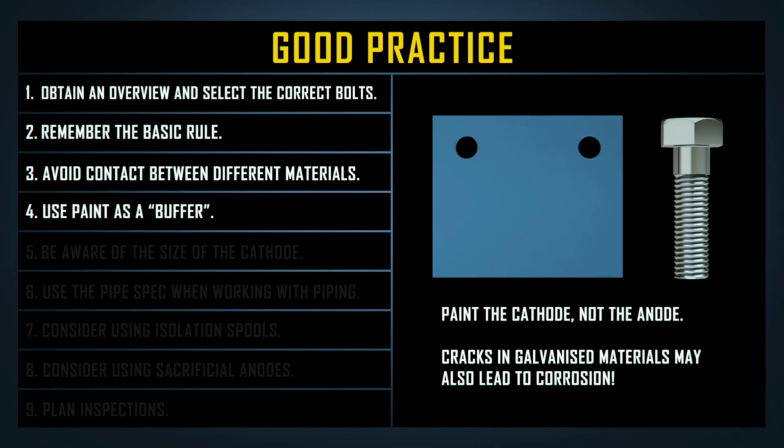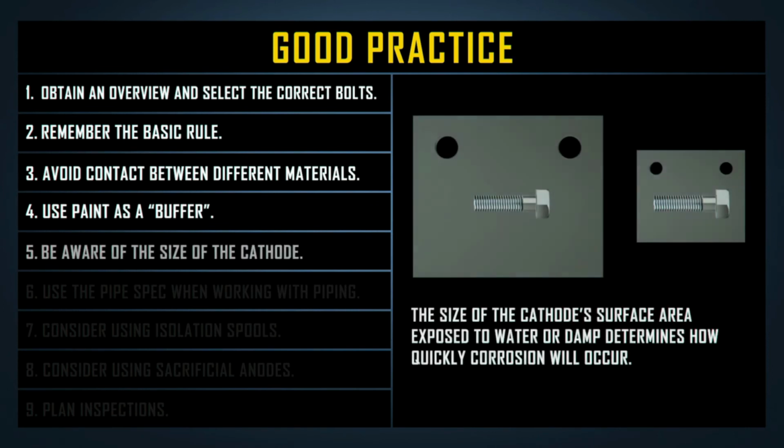If you paint the anode and a crack forms in the paint, the galvanic currents will flow to this point and may result in significant corrosion. Note that cracks in galvanized materials may also result in similar problems. The size of the cathode surface area exposed to water or another fluid determines how quickly the anode will corrode.